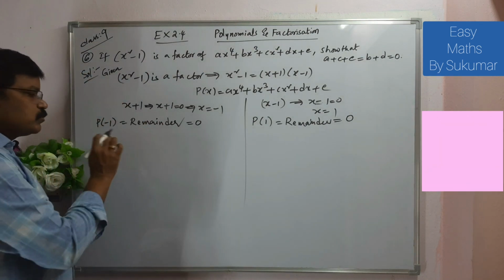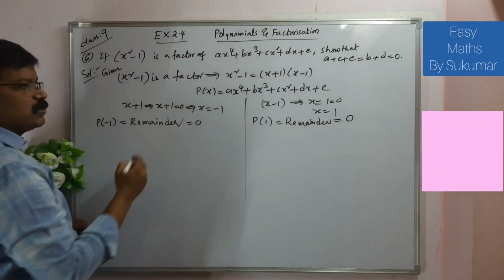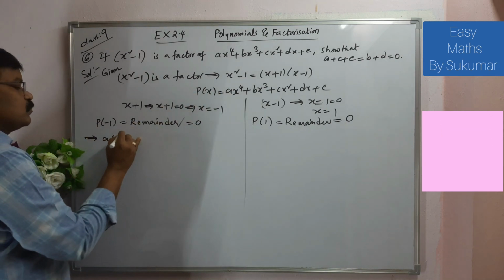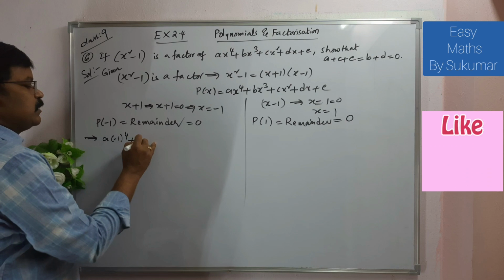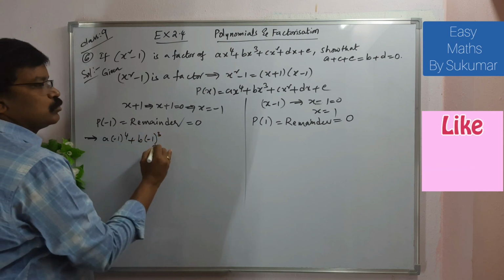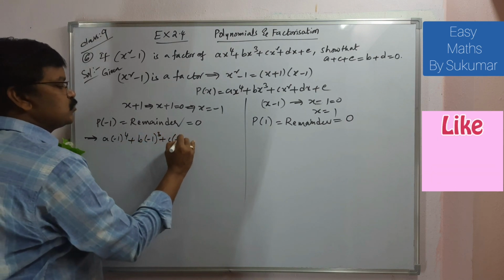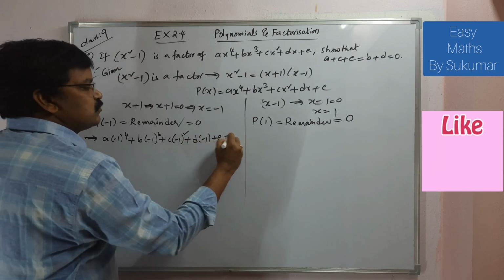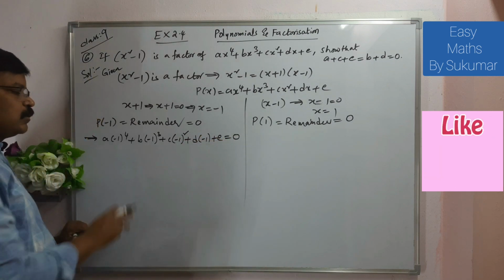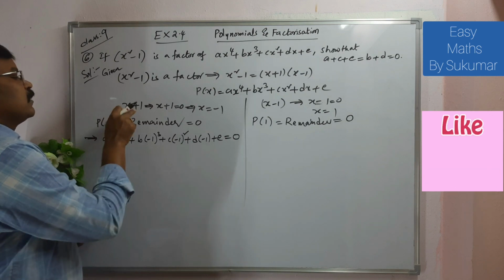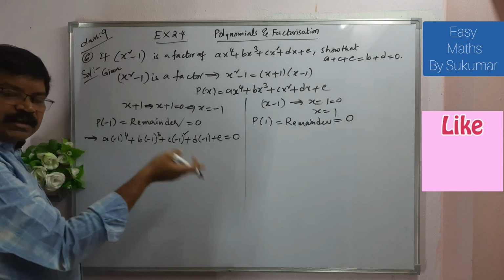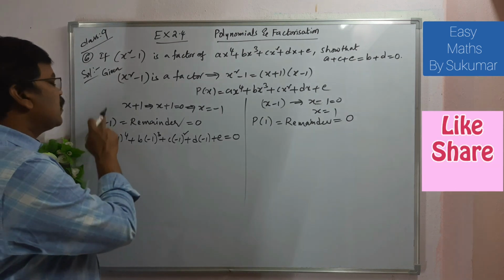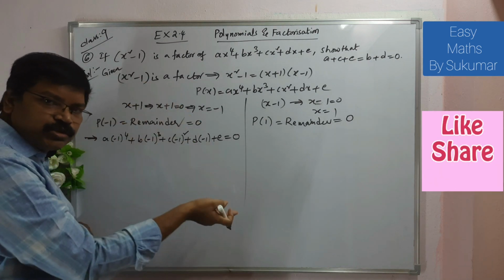Okay, let us substitute x is equal to minus 1 in the given polynomial. This implies a times minus 1 whole power 4 plus b times minus 1 whole cube plus c times minus 1 whole square plus d times minus 1 plus e. This value is equal to 0. Why? This x plus 1 is a factor. Factor means according to the factor theorem, this p of minus 1 is equal to 0.